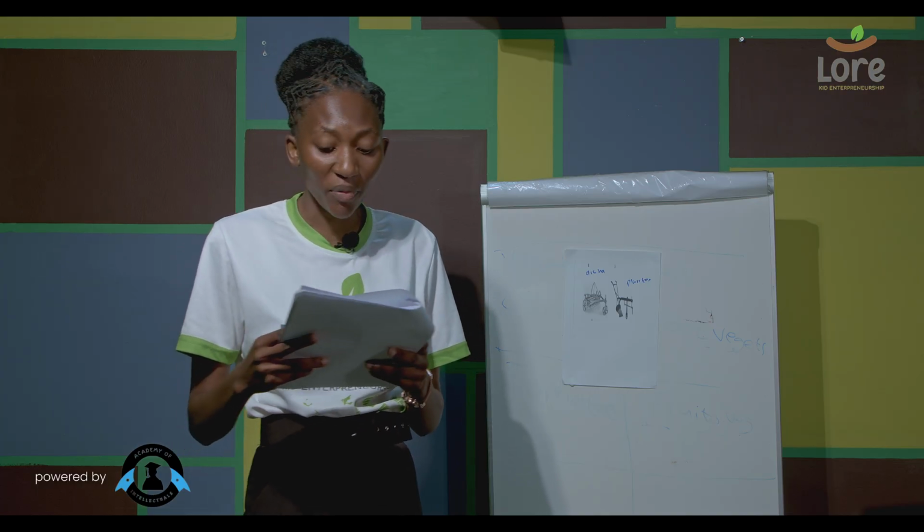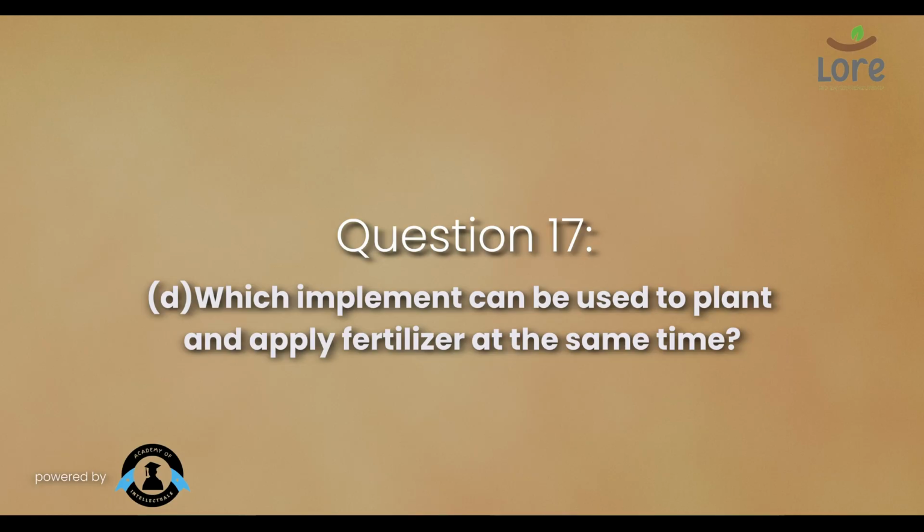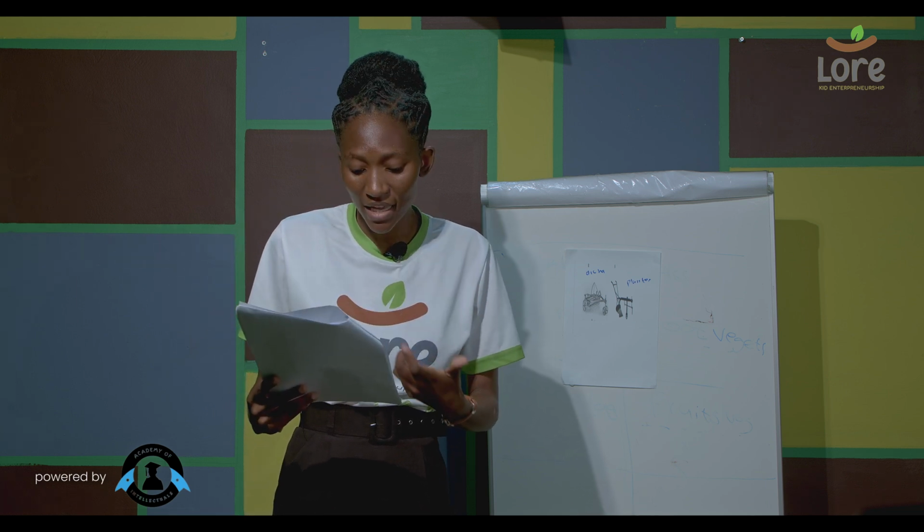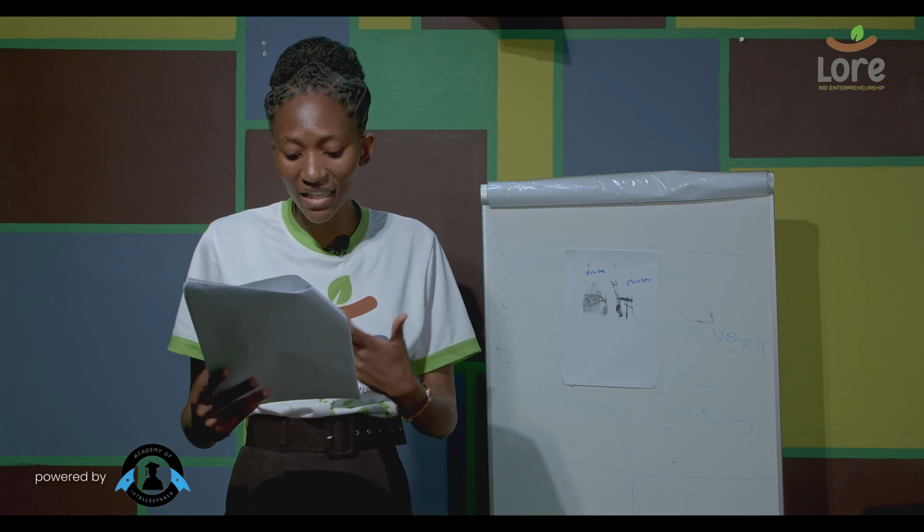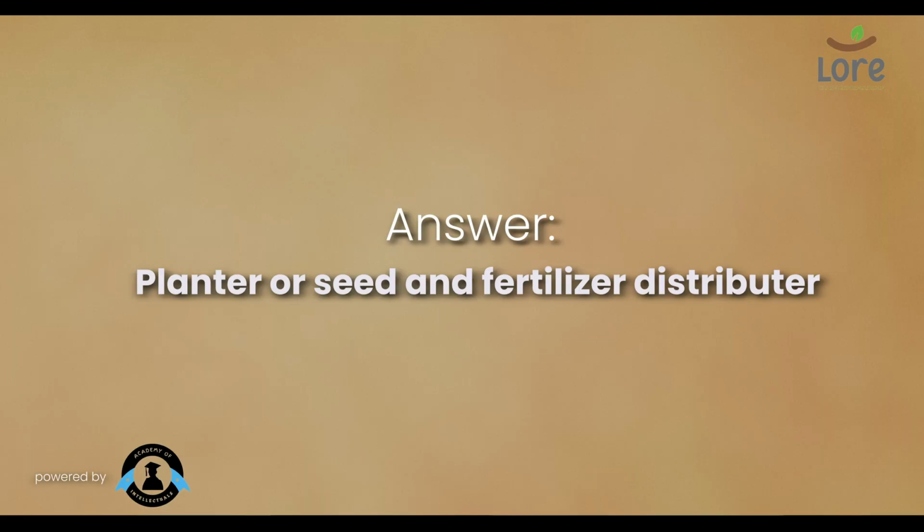Now question D says, which implement can be used to plant and apply fertilizers at the same time? The examiner wants you to state an implement that can be used for sowing seeds and also applying fertilizers at the same time. That implement is called a planter or a seed and fertilizer distributor.